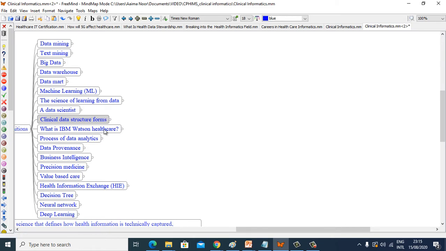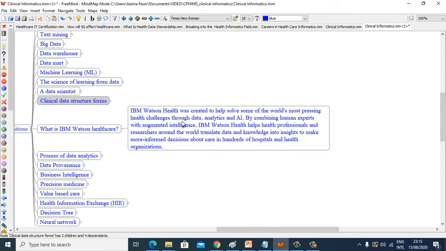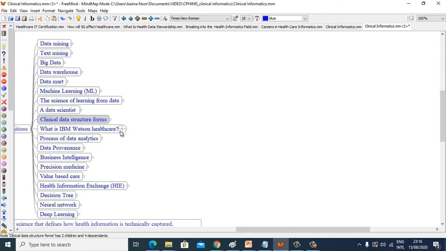Now let's see what is IBM Watson Healthcare. IBM Watson Healthcare was created to help solve some of the world's most pressing health challenges through data, analytics and artificial intelligence, AI. By combining human experts with augmented intelligence, IBM Watson helps professionals and researchers around the world translate data and knowledge into insight to make more informed decisions about care in hundreds of hospitals and health organizations.